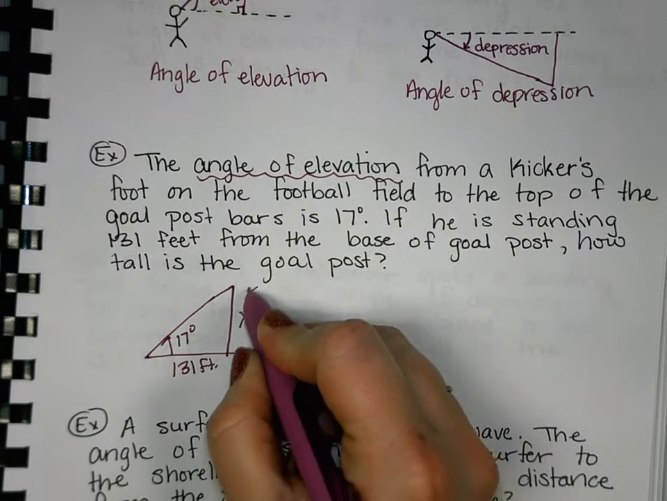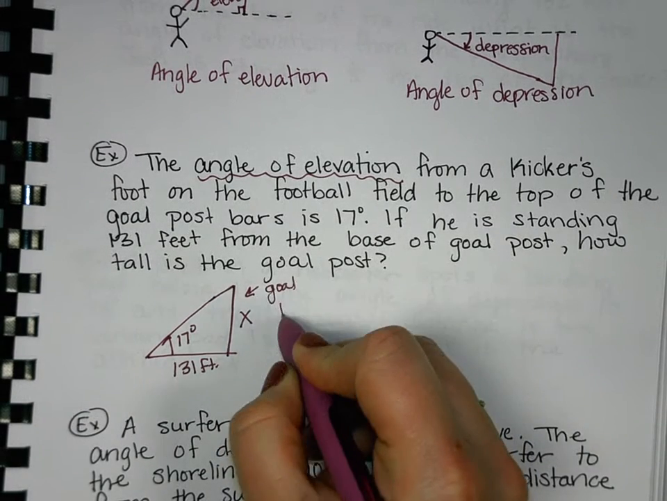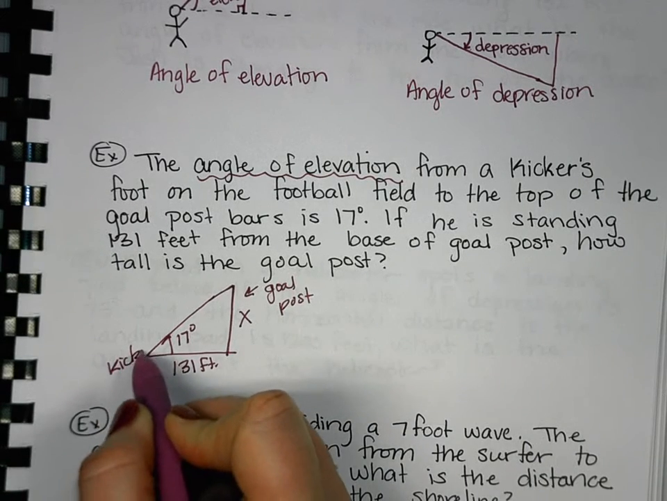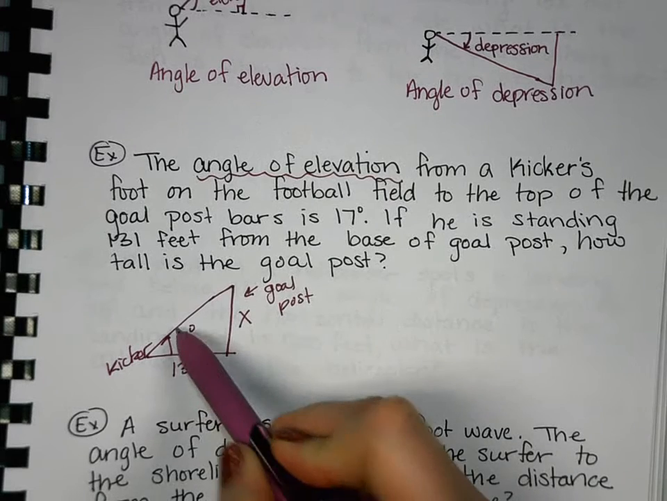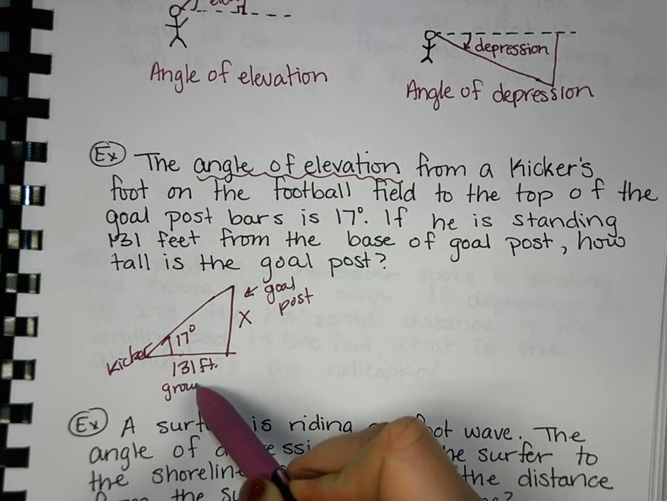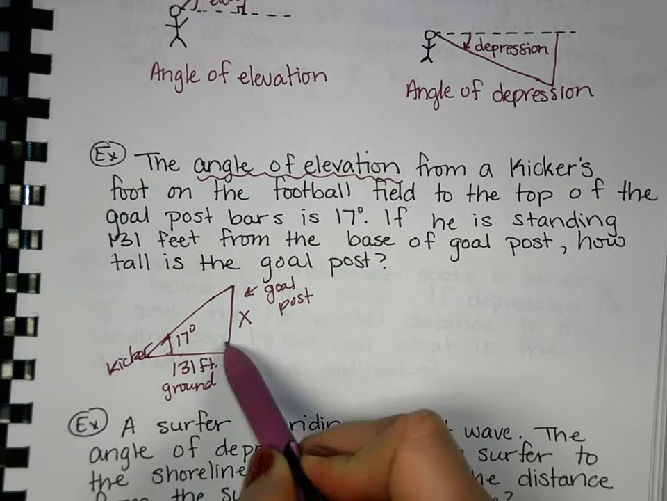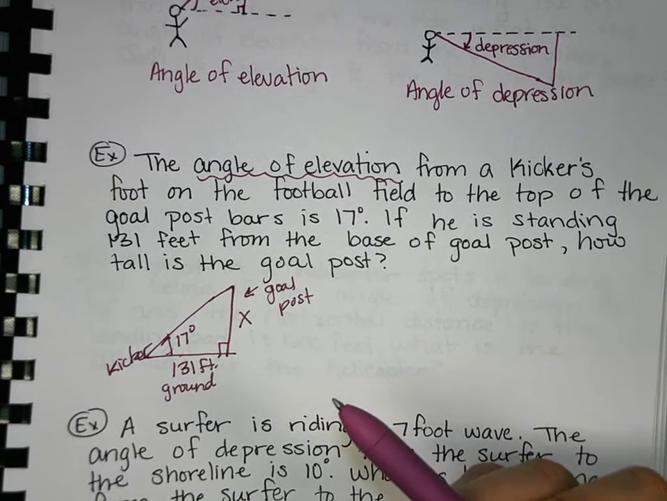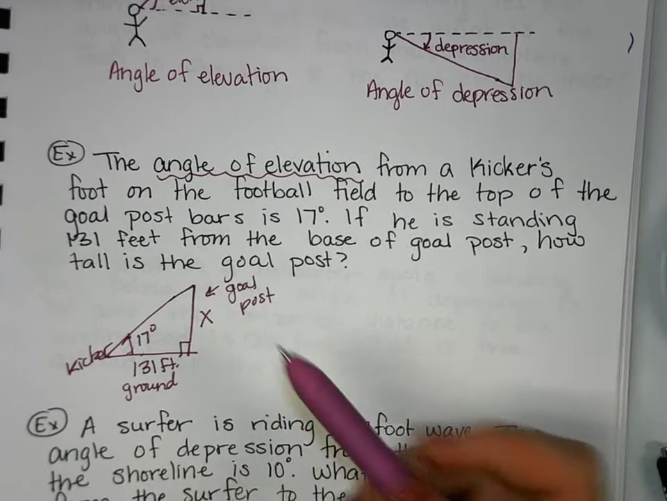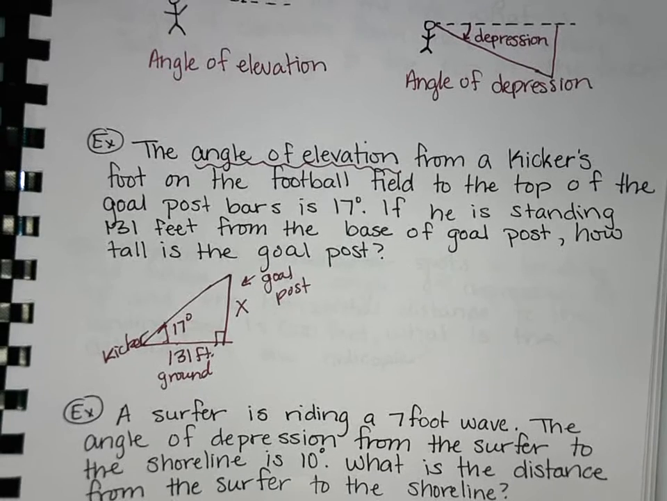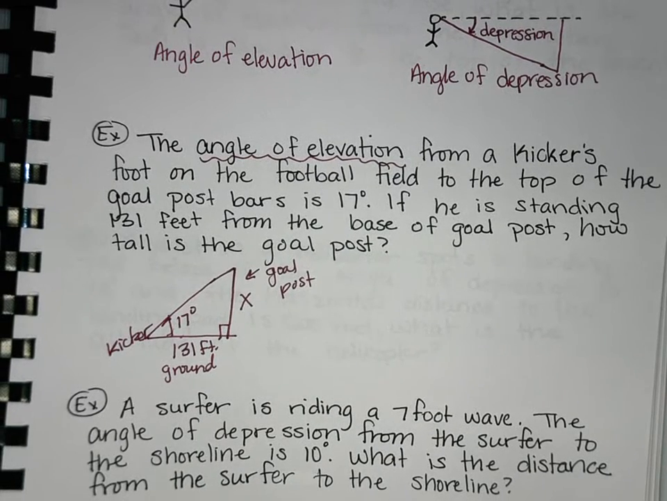Okay, so again, we have goalpost, kicker, angle of elevation, so this is the ground, angle of elevation, how high is the goalpost. We're assuming that the people who installed it did it correctly and put it straight up, and it's 131 feet from the base of the goalpost. Once you have it drawn, it turns it into just one of the triangles you've done before.